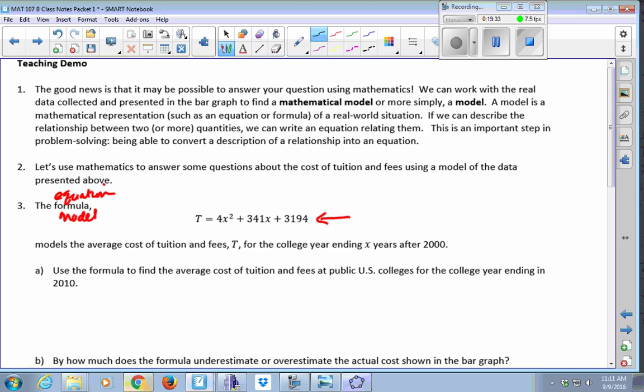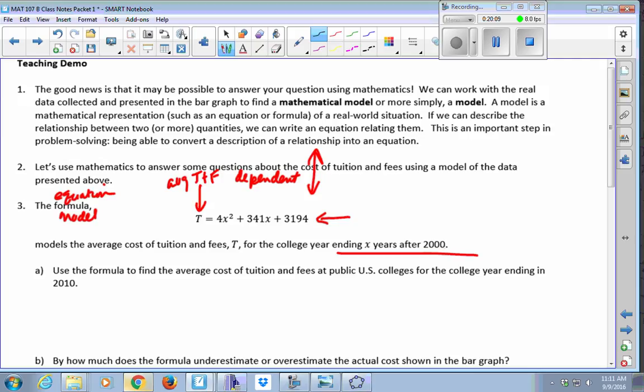You'll be using the linear line because it's easier to work with linear relationships for your project. All right, so it models the average cost of tuition. That's this variable right here. T is the average cost of tuition and fees. That's our dependent variable. That's what we're solving for. Remember, your dependent variable goes on your vertical axis. The value of t depends on what year we're looking at, and x is the year after 2000, the number of years from 2000, or as they said, ending years after 2000.